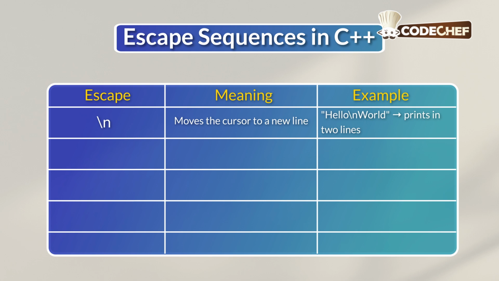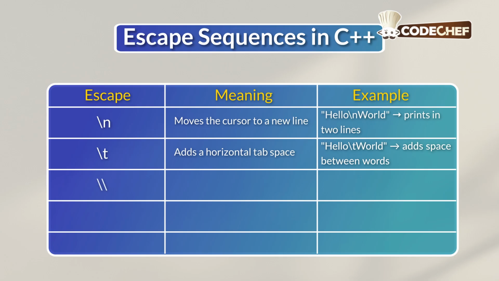Then \t. It adds a horizontal tab space between the words where you insert \t. For example, in double inverted commas, "hello\t world". This will add a horizontal tab space between hello and world.